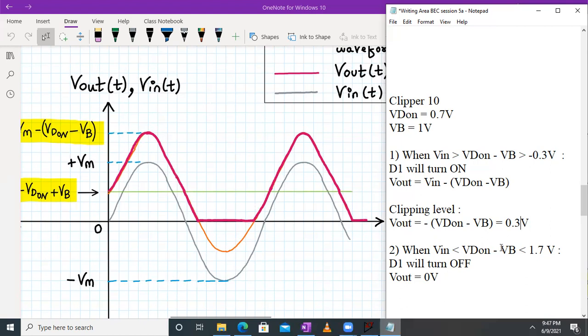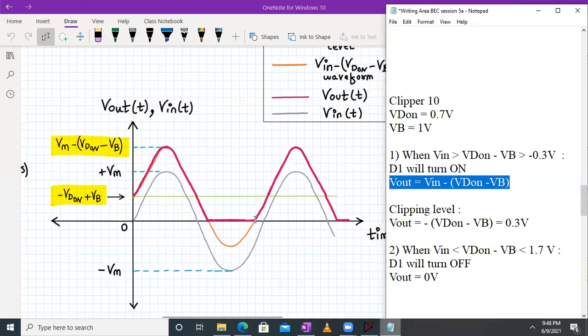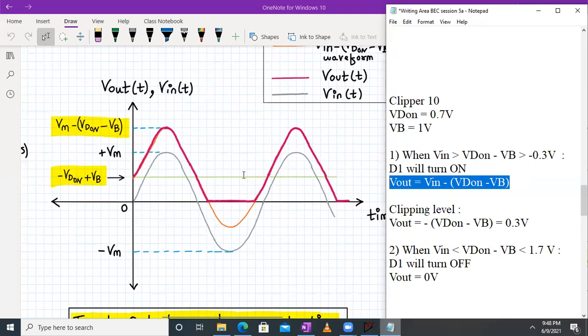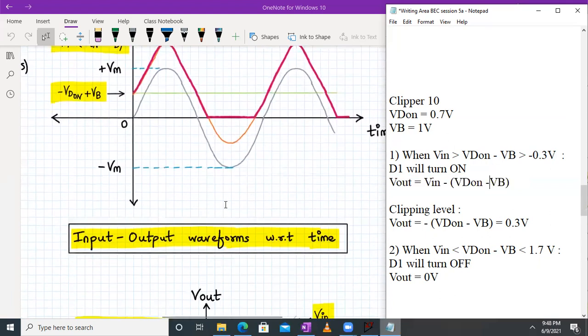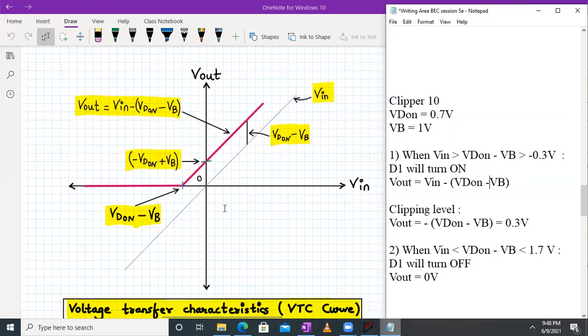And for Vin less than VD on minus VB, that means my Vout is becoming negative. So if my Vout tries to go negative, that means this tracking level goes negative, my output will be zero. So here it is, output is zero. Okay, so that's how you plot this waveform. First the input, next draw the clipping level, then the tracking level, and then impose these conditions. Okay, now how will you check the VTC curve?